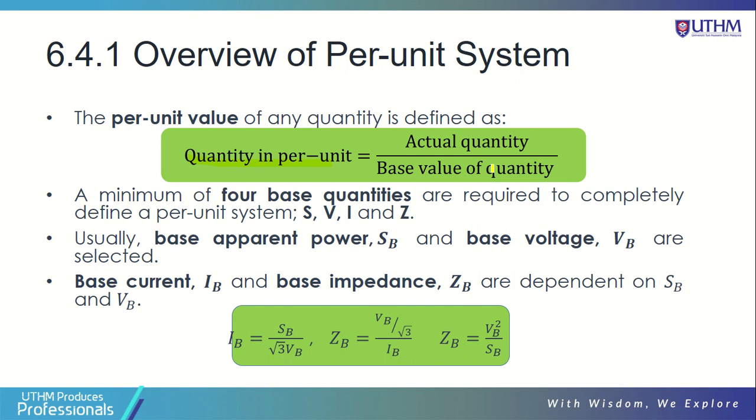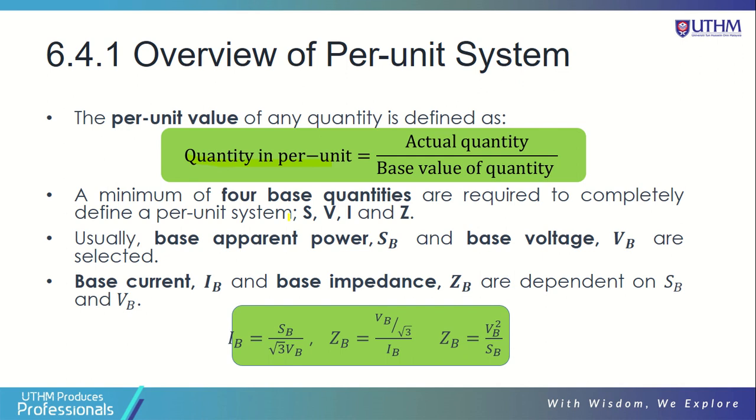For example, if you want to calculate voltage in per unit, it is the actual voltage divided by the base value of that voltage quantity. A minimum of 4 base quantities are required to completely define a per unit system. We have 4 base quantities.